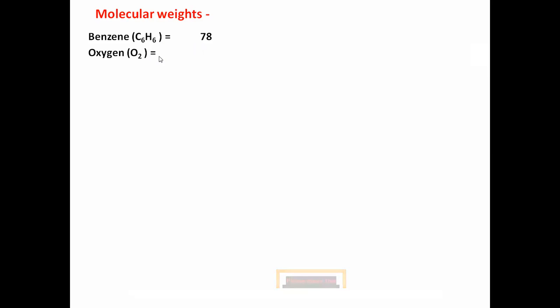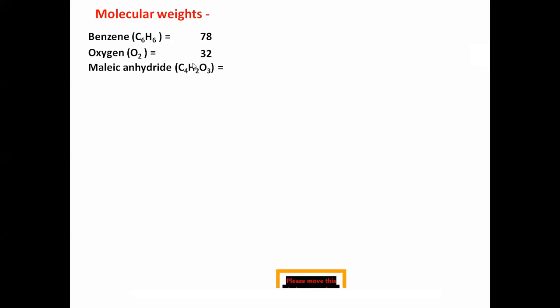Similarly, the oxygen molecule. So one oxygen atom means how much? One atom is 16. Now how many atoms in the molecule? 2. 16 into 2 means 32. Okay, oxygen is 32. That you know.